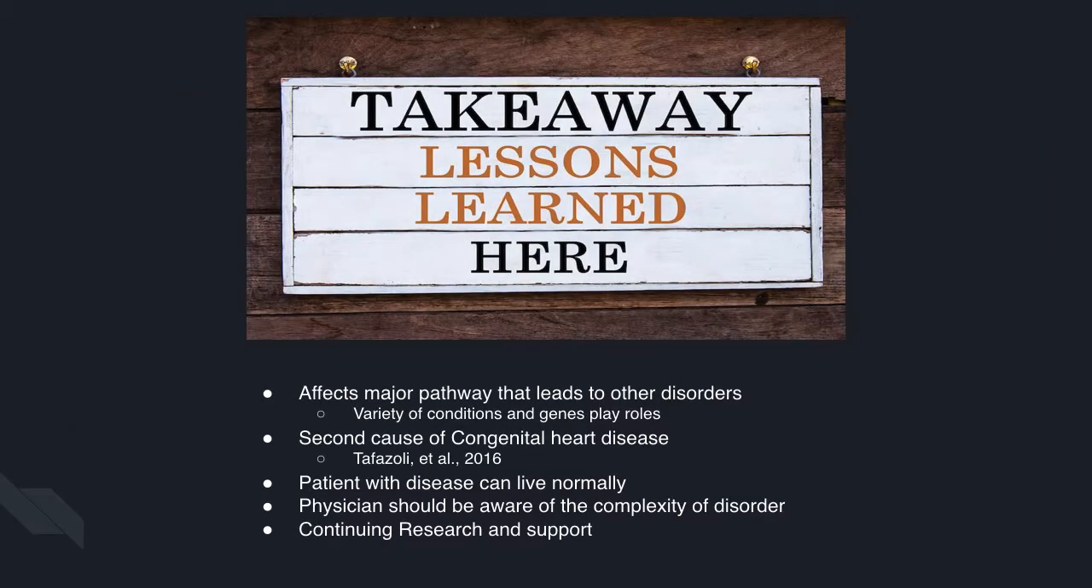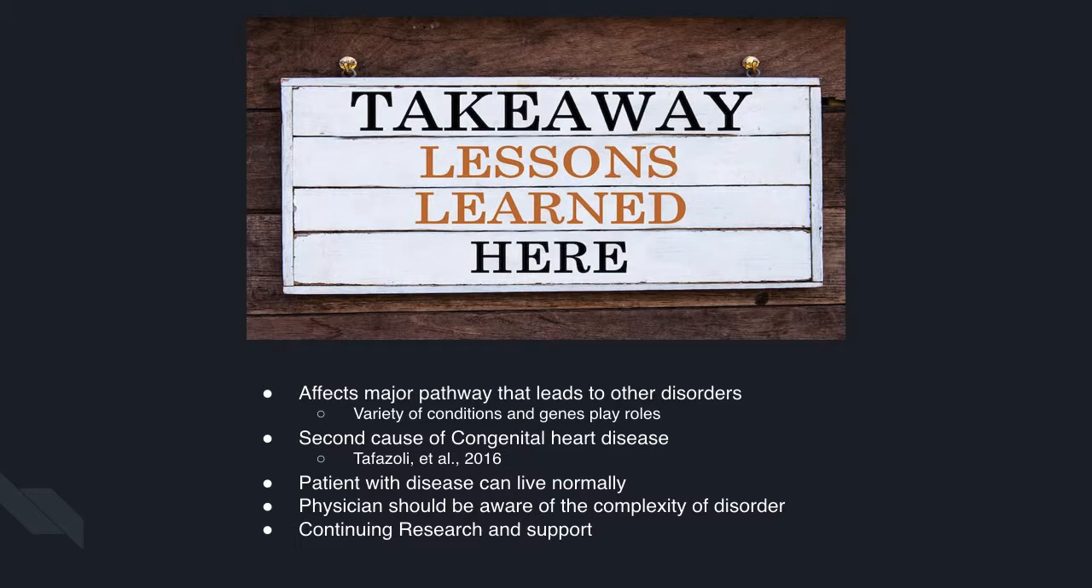Lastly, we have to look at the takeaways of what Noonan syndrome is. So we understand that this disease actually affects a major pathway that leads to many different disorders. We have a variety of conditions and deformities that play a role in this. So it's not just facial features and skin, it's also cardiovascular problems, it's also cognitive problems. Different things play a different role within this disease that are affected by certain genes. So those genes play a role as well.